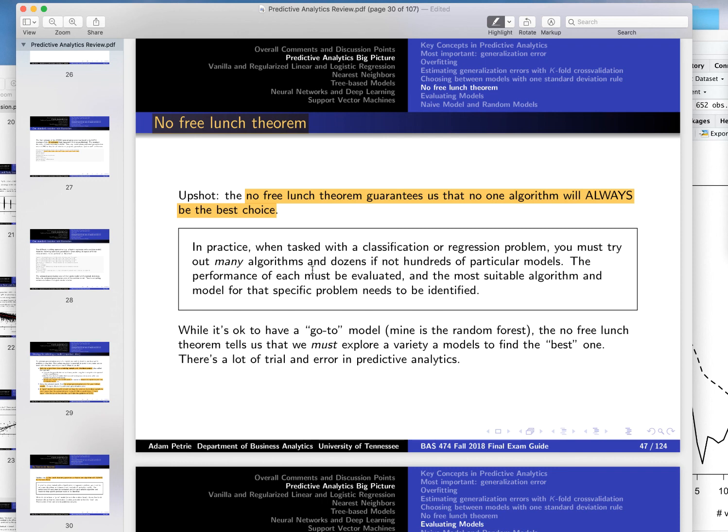So there we go. That's how we do predictive analytics. In the last little video, we will talk about how we evaluate different models: root mean squared error, accuracy, AUC, naive model, etc.